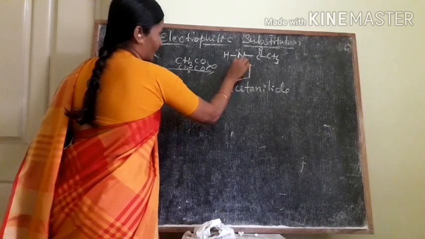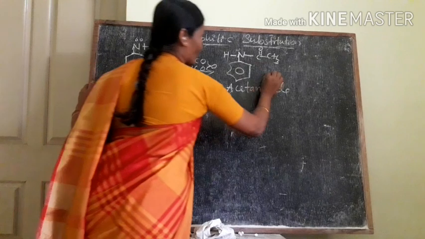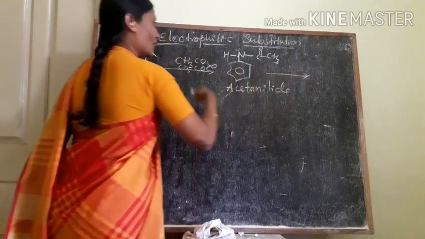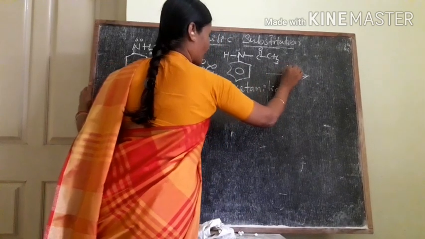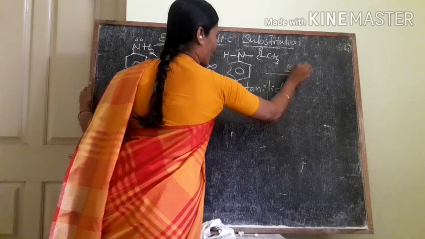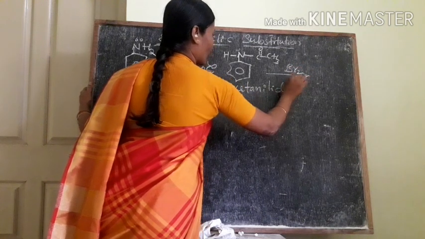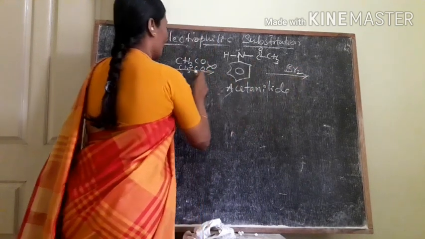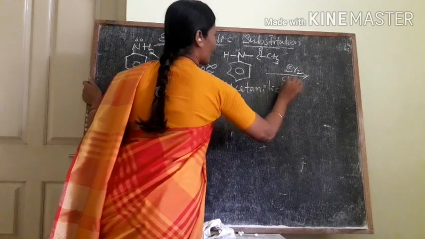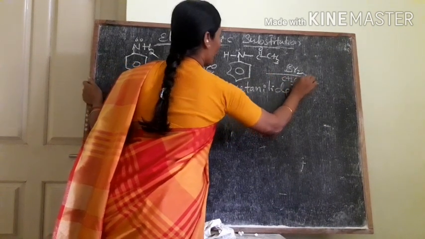Hence you can take any of the electrophilic substitutions. Either it is halogenation, like I will take bromine. There is a removal of one compound. That compound is nothing but CH3COOH.